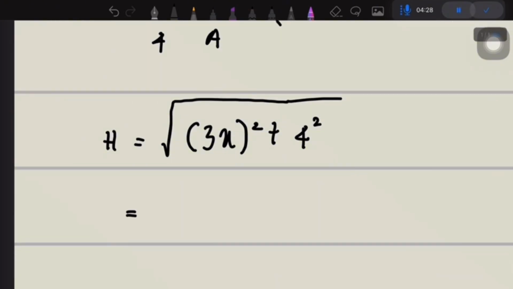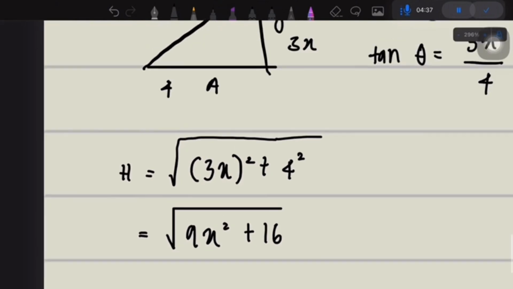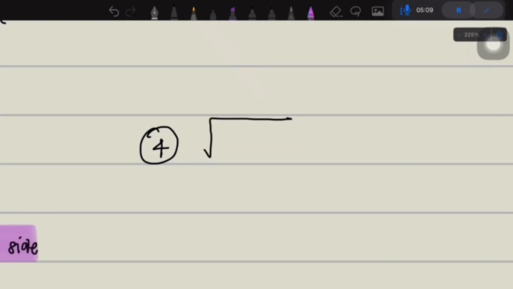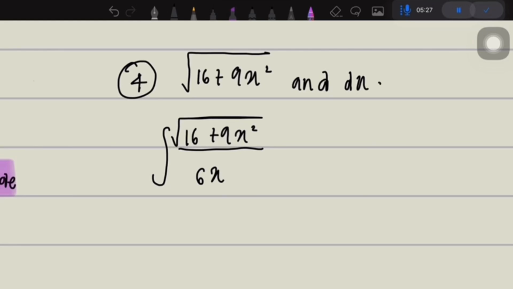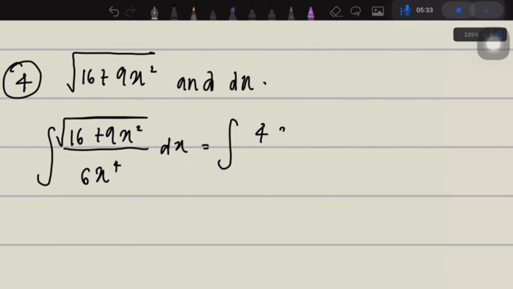so we can simplify 3x squared plus 4 squared. So we get 9x squared plus 16. 16 plus 9x squared and dx. Alright, so we just rewrite back over 6x, for dx is equal to 4 secant theta, 6, 4 over 3 tangent theta.